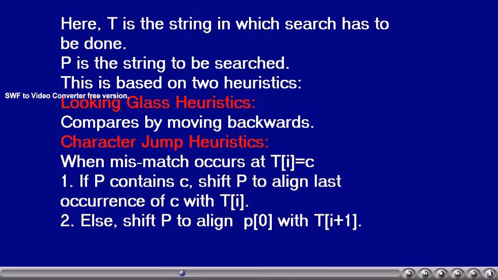Also, essentially, whenever it tries to compare at some location in the original string T, if a mismatch occurs at T of I, that currently T of I value is C, and if the string P contains C, then we will shift P to align the last occurrence of C with T of I. Else, if P doesn't contain C at all, then shift P to align P0 with T of I plus 1. That's how we will be skipping some characters in the original string T for our search purpose. This is the essence behind this technique.